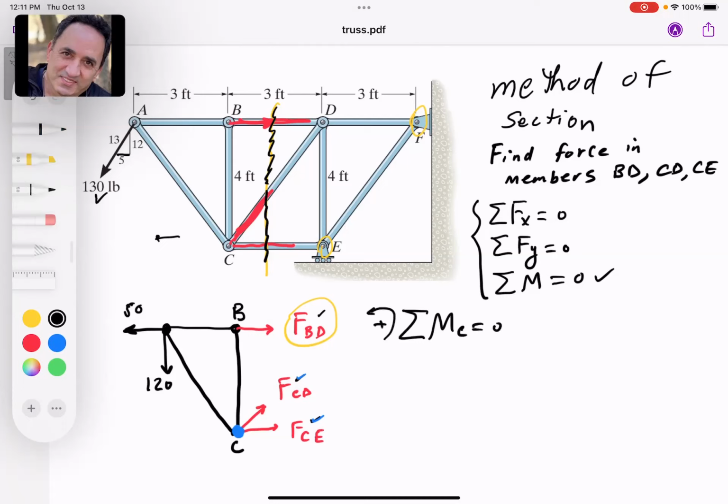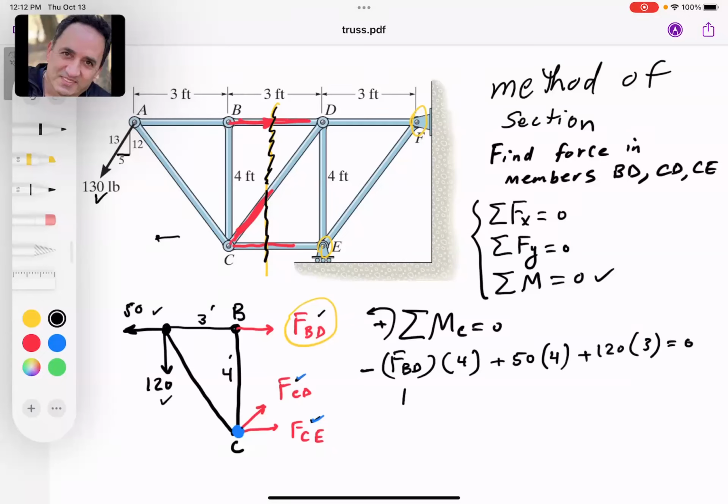So let me go ahead and call this a positive direction. So look, guys, I'm taking moment about C, the moment of FBD about C. Remember, dimensions are given. So this is 4 feet and this is 3 feet, right? So that would be times 4. It's going clockwise, so I call it negative. Then I have the moment of 50, which is going counterclockwise, also times 4 feet. And the moment of 120, which is also going counterclockwise, times 3 feet.